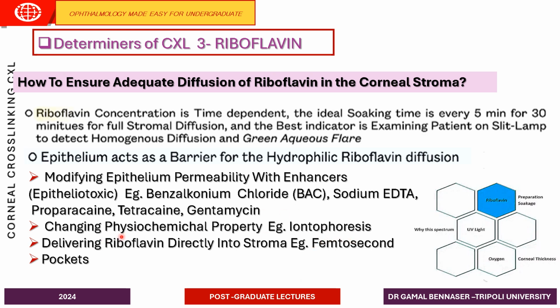The other way is delivering the riboflavin directly to the stroma, bypassing the epithelium. This is usually done during femtosecond surgery and SMILE surgery, so that after removing the lenticule from the cornea, they can inject the riboflavin inside the stroma. In this way, we bypass the epithelium as an obstacle for the diffusion of riboflavin. These are the three major ways that we can enhance the absorption of riboflavin inside the cornea.